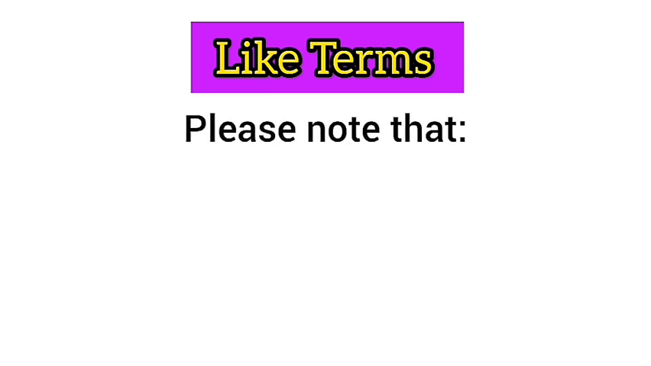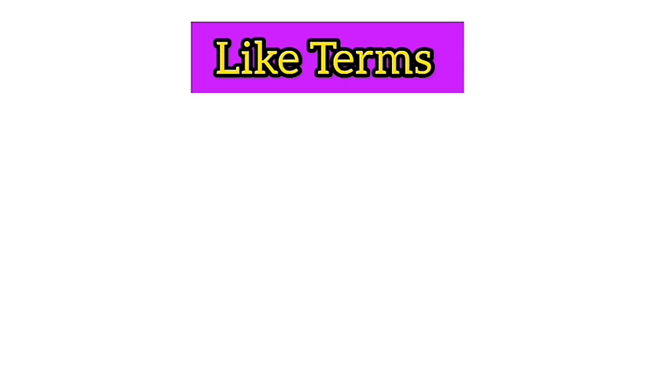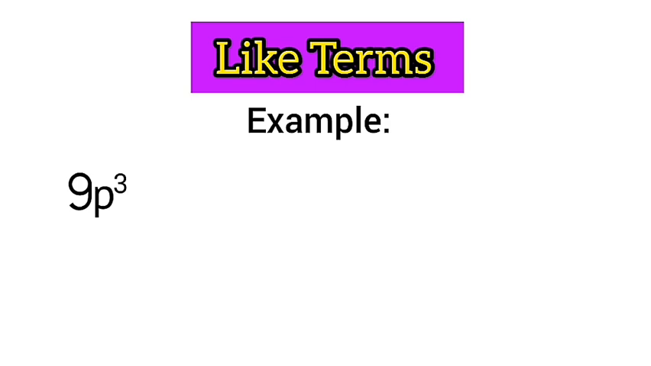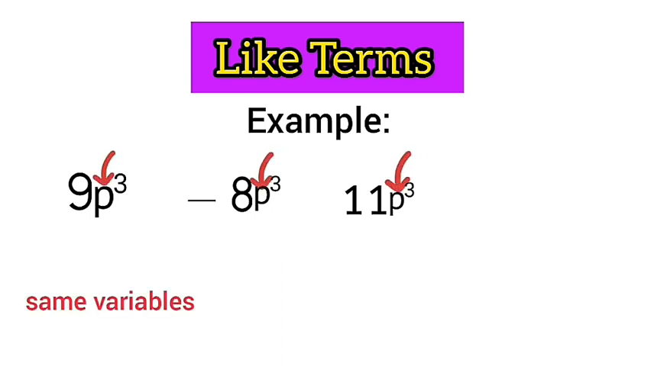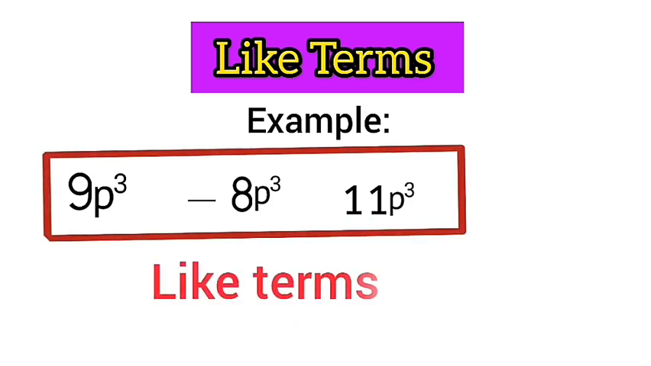Please take note that for like terms, it does not matter what the coefficients are. All you need to know is that the terms must have the same variables raised to the same powers. So for example, 9p^3, -8p^3, and 11p^3. Now you see all the terms have the same variables raised to the same powers, but their coefficients are not the same. For the first term, the coefficient is 9. The second term has a coefficient of -8, and then the last term has a coefficient of 11. Yet, they are all considered as like terms.